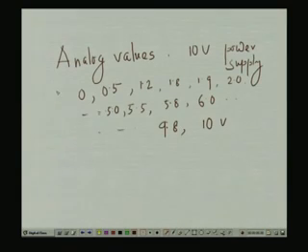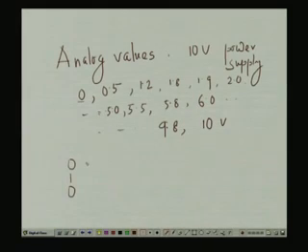If I want to represent this whole set of values digitally, then what do I want? For 0, I want one discrete value, because these are all separate values.